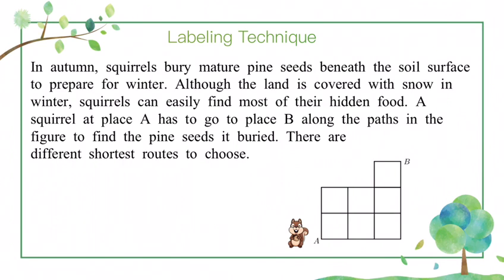We want to find a route from point A to point B. So this square needs to go from point A to point B. And the question is, how many different shortest roads are there to choose? Okay, so this word is the key point. It's very important.